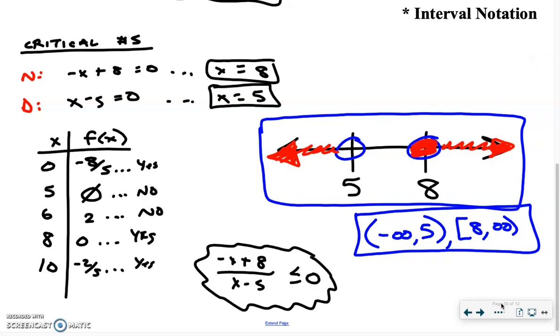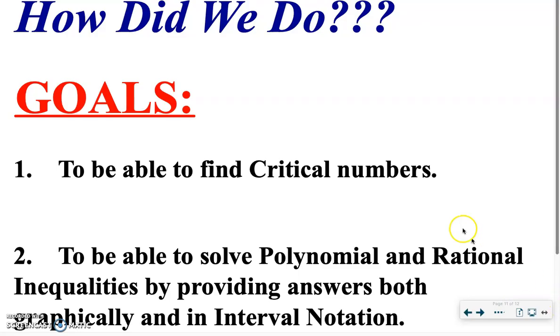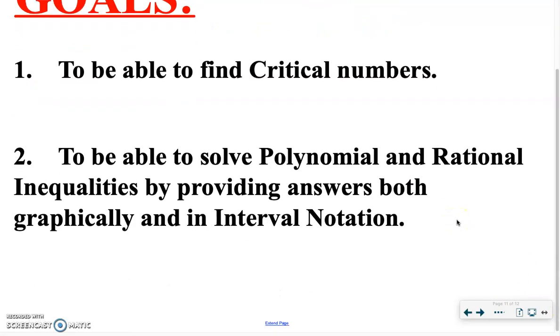All right, guys, how do we feel about rational functions, what we're adding on today? So we feel like we can find critical numbers, no problem. We feel like we understand how to use the testing intervals. We can graph them. We can do the interval notation.